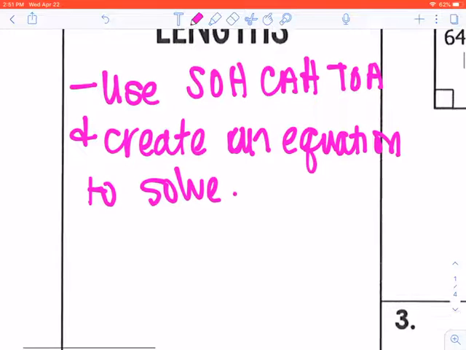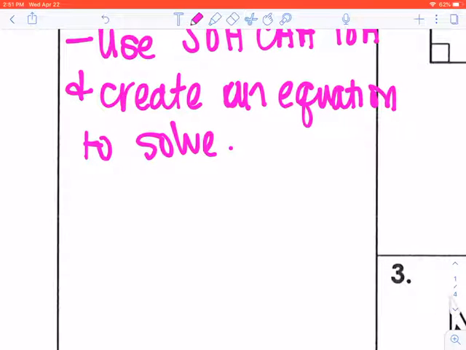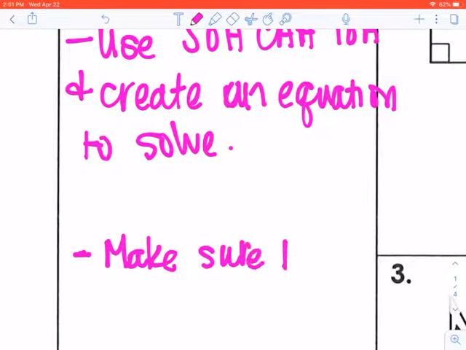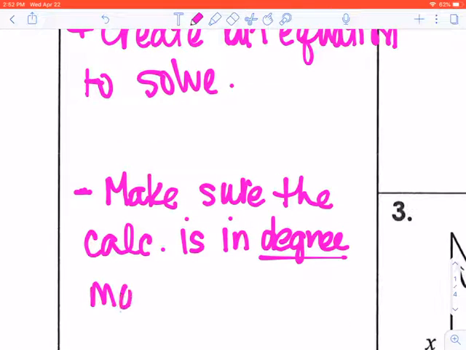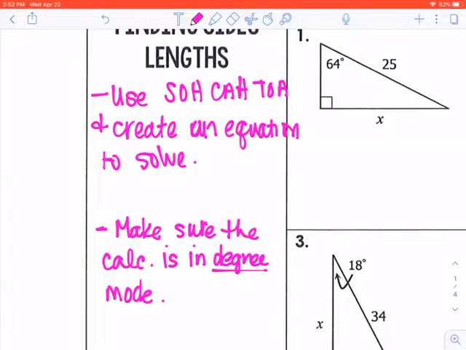And one of the big things that I'm going to stress with our calculator is that you need to make sure, okay, the calculator is in what we call degree mode. Okay, degree mode. Because there's also radian mode, which we will learn about next section, okay? But for right now, we need it in degree mode. And I'll show you how to differentiate between the degree and the radian and to go back and forth, okay?